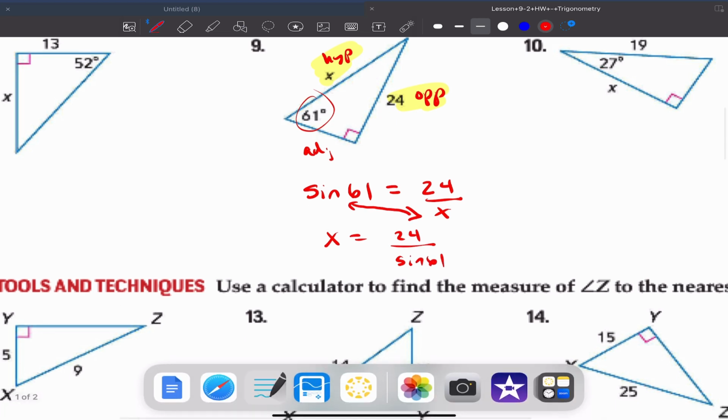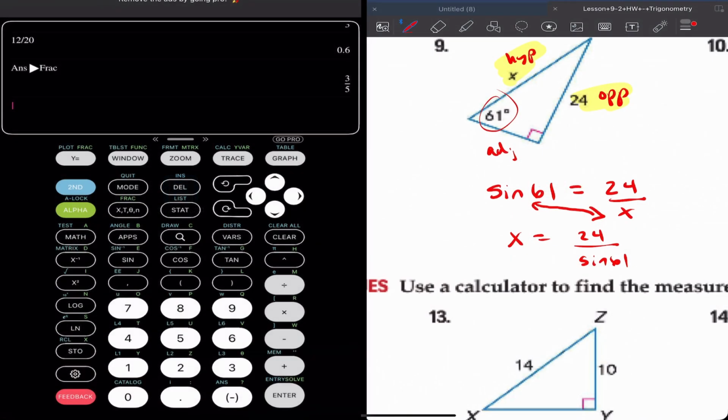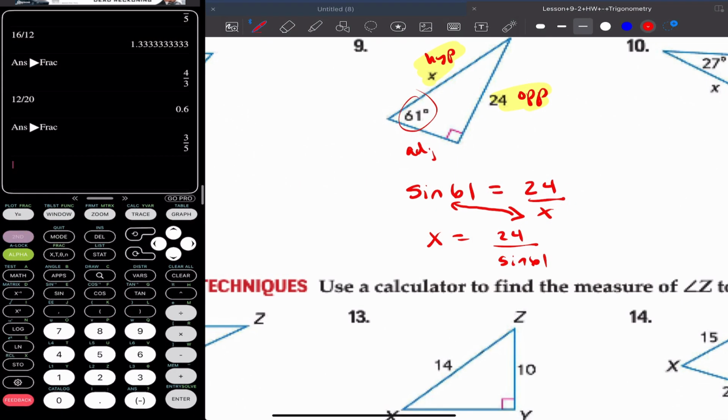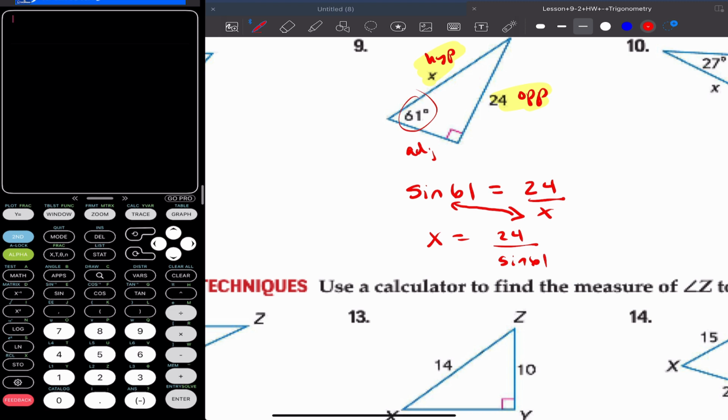I can't leave my answer like that. So I'm going to get my calculator. And I'm going to clear the memory of it first. 2nd, plus, 7, 1, 2. So the first thing that you need to do is make sure your calculator mode is in degree. So make sure you do that first. It's highlighting radian. Don't let that happen. Arrow to the right, press enter, and then press 2nd mode so you're out of that screen.